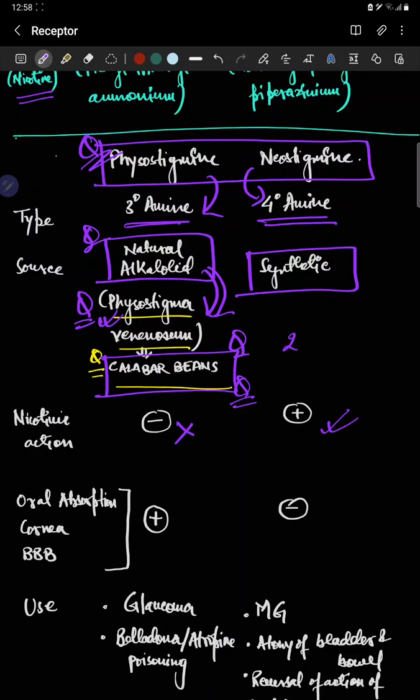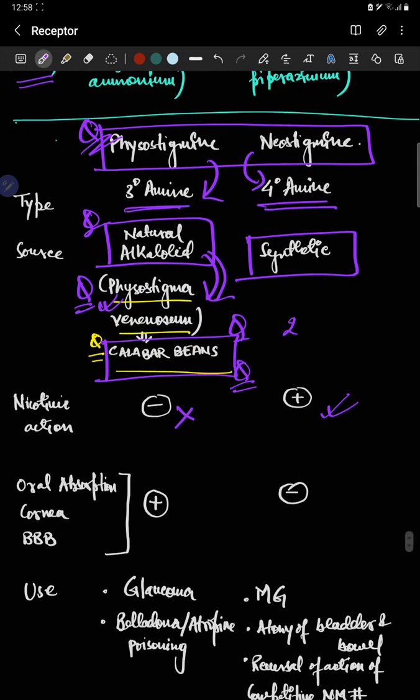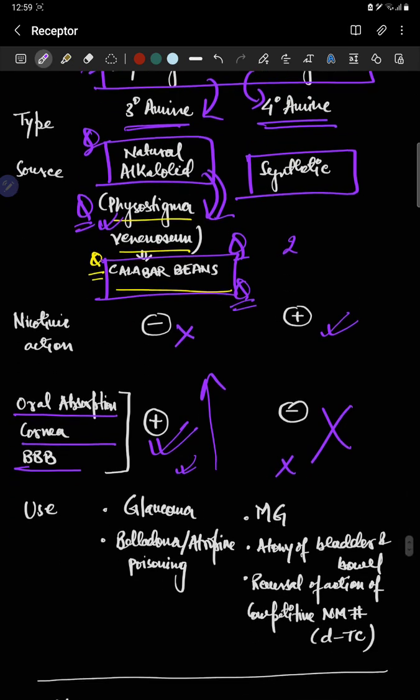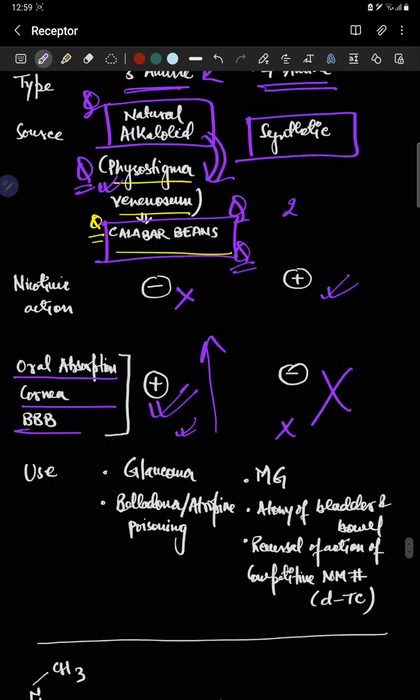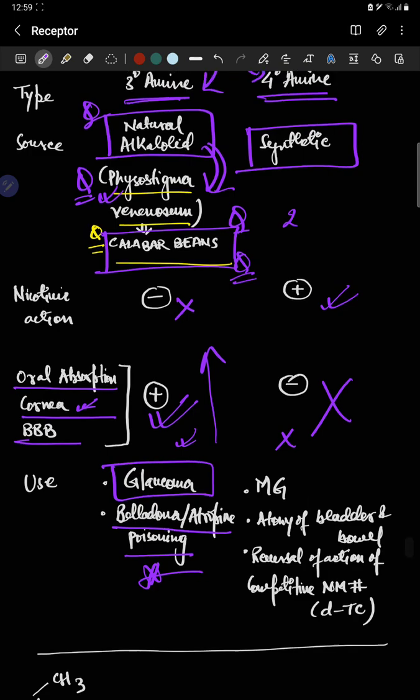Whereas for oral absorption, corneal penetration, and blood-brain barrier penetration: physostigmine is a tertiary amine, so it can easily cross, but neostigmine cannot cross. So very important, in any brain disease or any problem, physostigmine is used, whereas neostigmine is not used. Even corneal penetration is there, so it is used in glaucoma, and it is used in belladonna atropine poisoning. Okay, but most important is, where is neostigmine used?